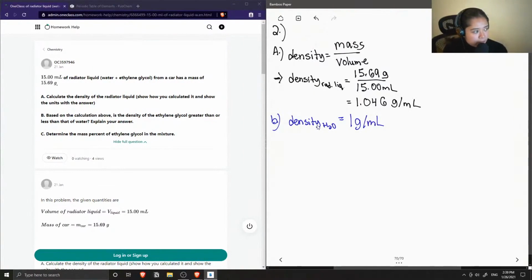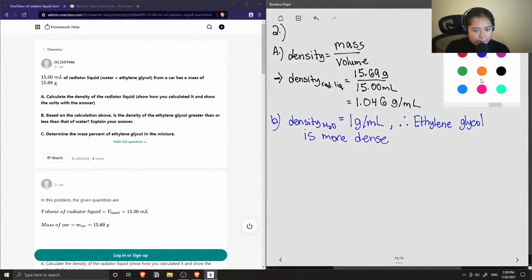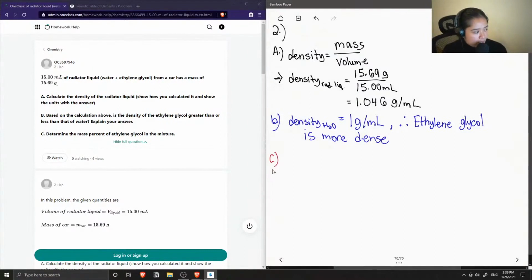And when we have this mixture of water and ethylene glycol, we have a higher density than that of water. So therefore, ethylene glycol is more dense. And now let's do part C. Determine the mass percent of ethylene glycol in the mixture.